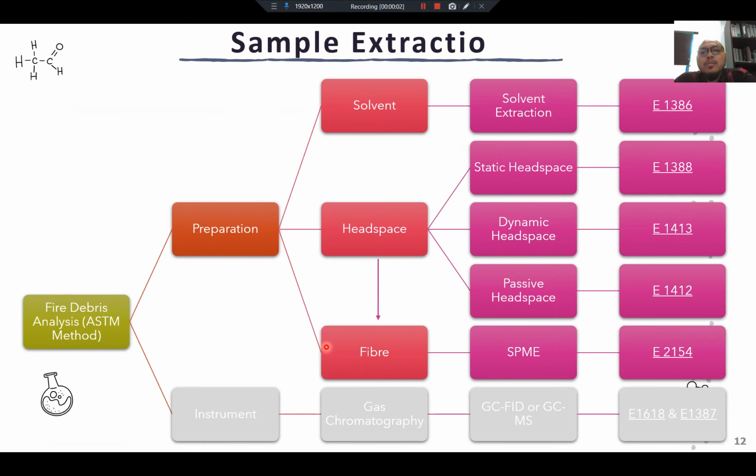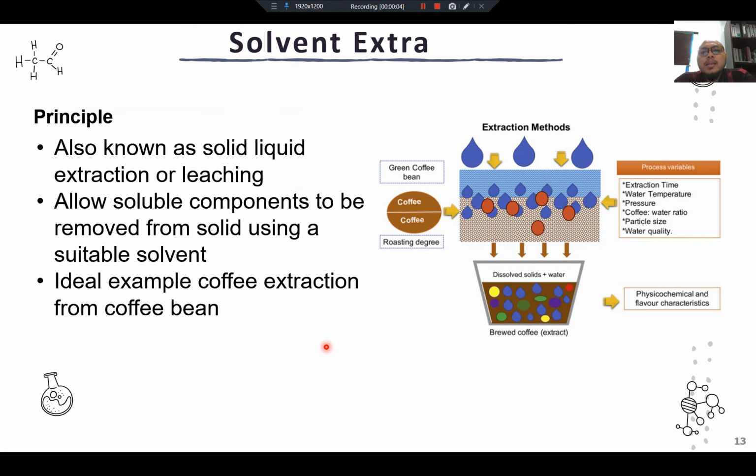So now let's go one by one. The first one is the solvent extraction. It is also known as solid leaching extraction. We call it leaching. So what is called leaching? The sample is solid, and the extraction solvent is a solvent. Basically, here is an example of leaching.